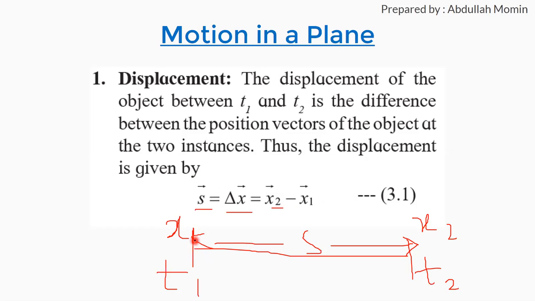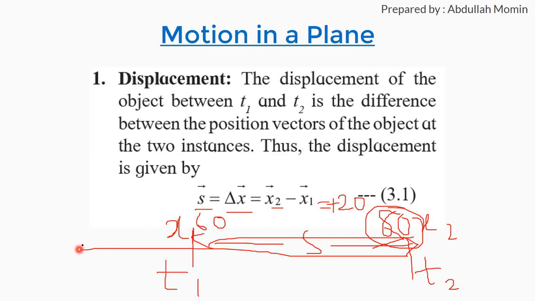Suppose initially the particle is at 60 and this point is at 80. Final means 80 minus 60, which is 20. So the displacement is 20, and in which direction? We will write positive direction.